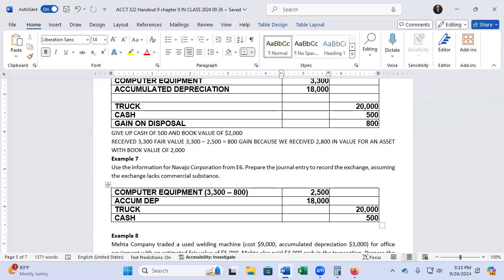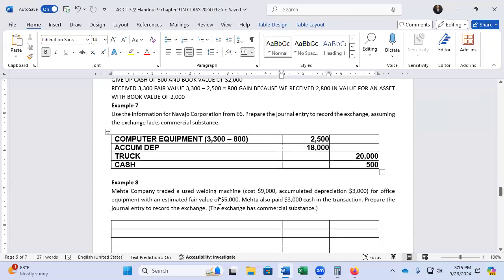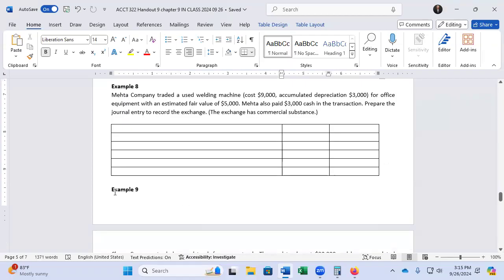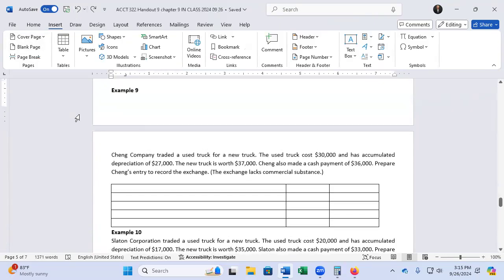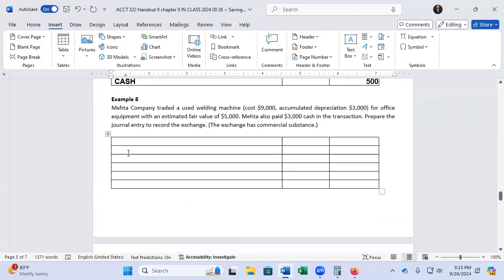Any questions on those two examples? Okay, let's take a look at number 8. Okay, Meta Company traded a used welding machine, cost of 9,000, accumulated depreciation of 3,000, so $6,000 book value, for office equipment with an estimated fair value of $5,000. Meta also paid $3,000 in cash in the transaction. Prepare the journal entry to record the exchange. Oof. Right?